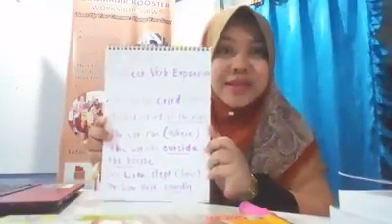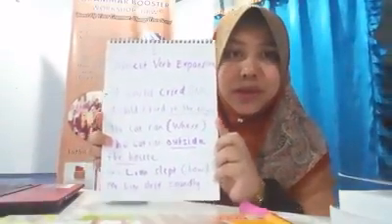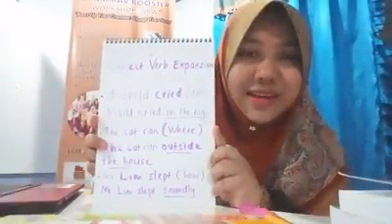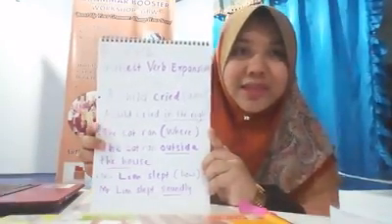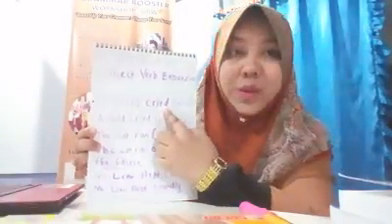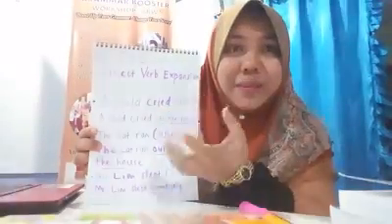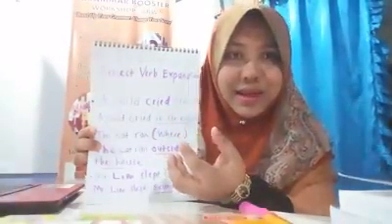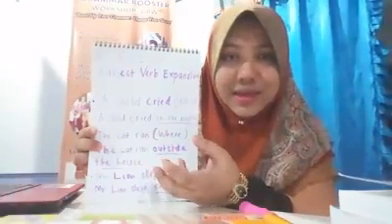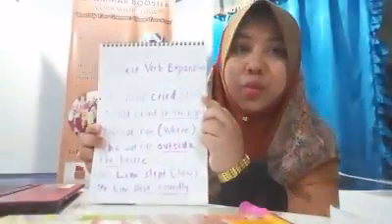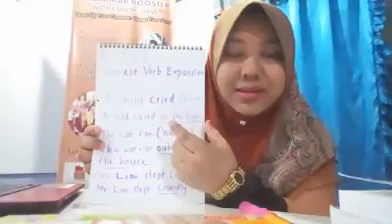So look at the example. A child cried. A child cried. Actually this sentence is already complete, but anyhow, you can make it better. You can make it longer. So how to make it longer? You can ask a question. When? I put here when. So you can ask, when did the child cry?